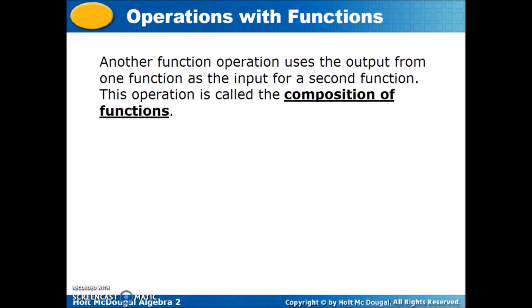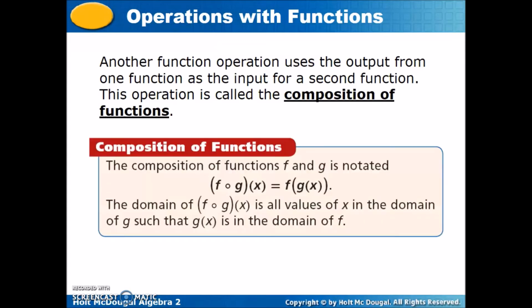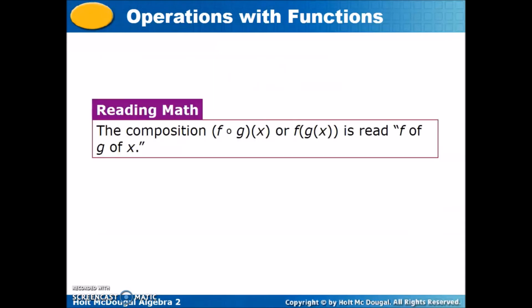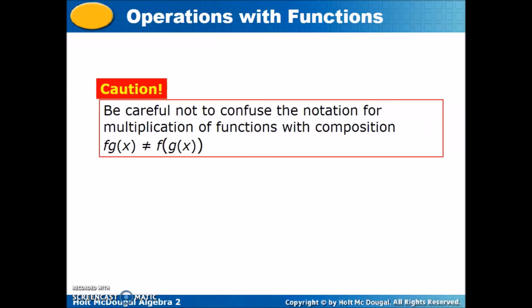Another function operation uses the output from one function as the input for the second function. This operation is called the composition of functions. We're going to find an answer to one function, and then put that answer into the next function for the x's, okay? The composition of f of g is noted f of g of x, and you can see it in the parentheses. It is read f of g of x, just like we can see here.